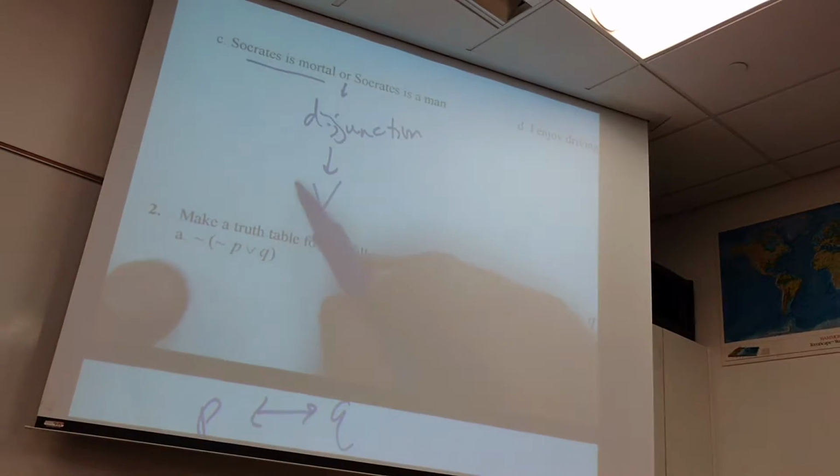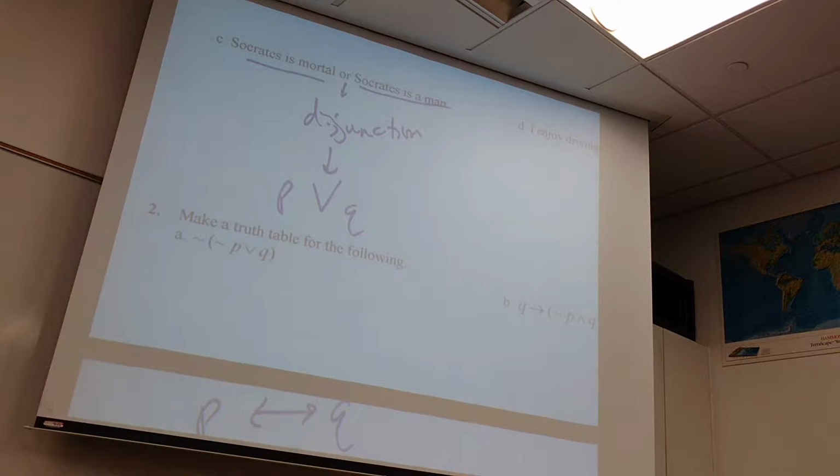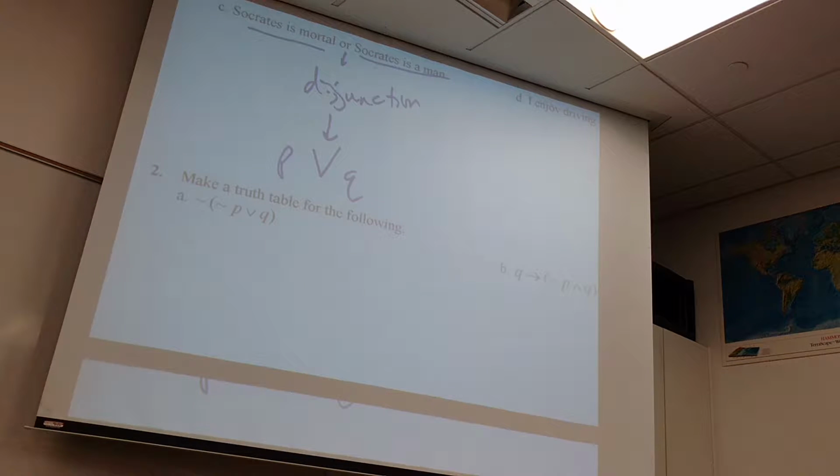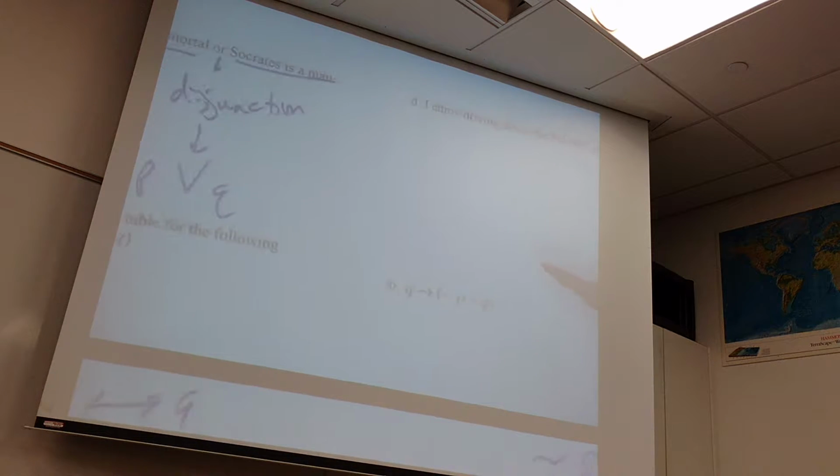Socrates is mortal. What would that be? P. Socrates is a man. There you go. So it's a disjunction, a very simple disjunction.